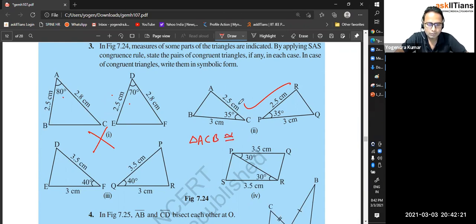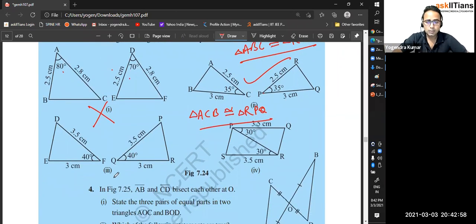Now this AC corresponds to what side? RP, so triangle RPQ. It is very important to understand the correspondence. CB corresponds to PQ. Suppose you want to write triangle ABC is congruent to what? AB corresponds to RQ, so you'll write triangle RQP. This is also fine. So you should understand the writing of this criteria also.